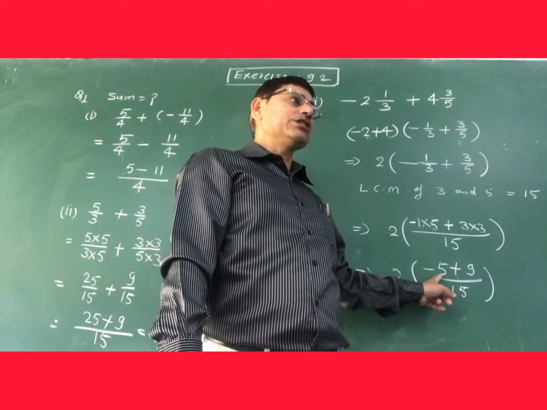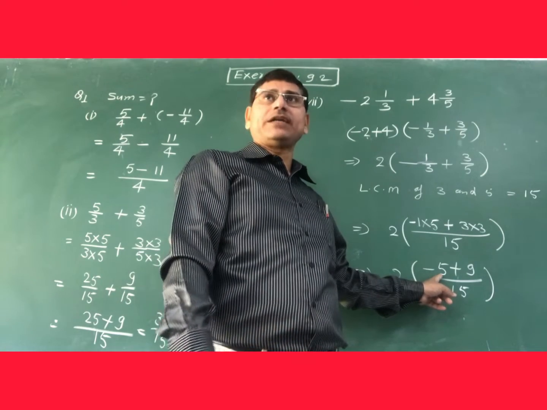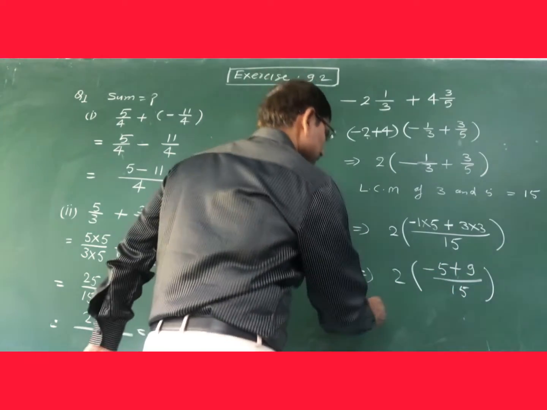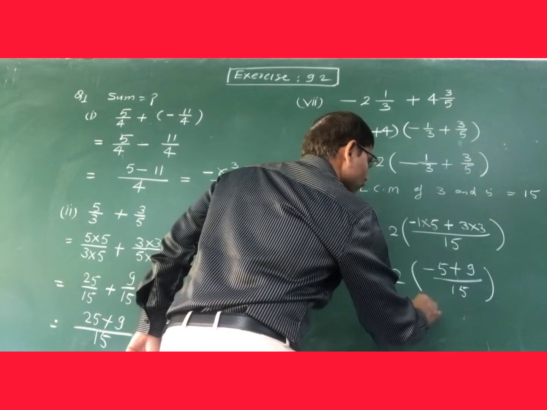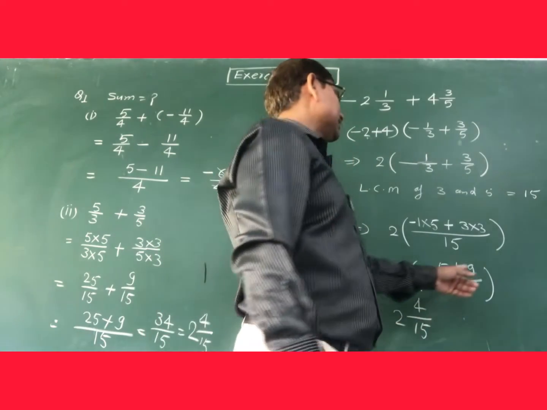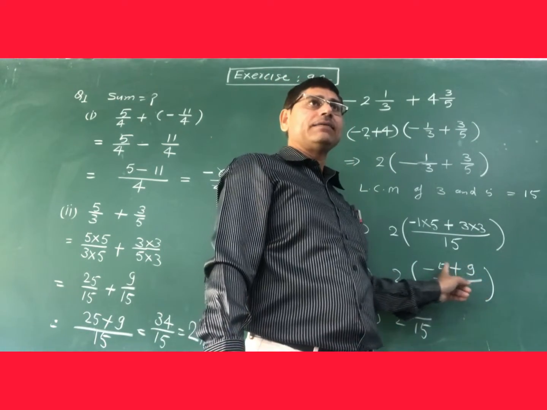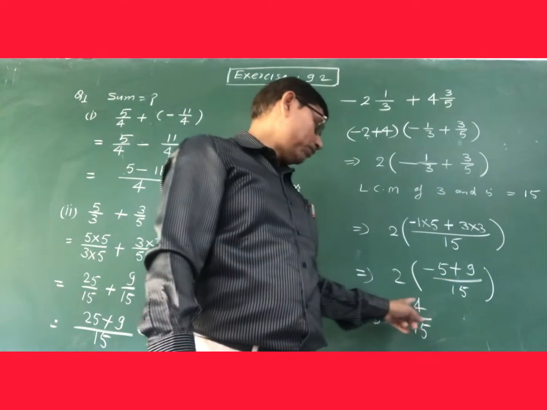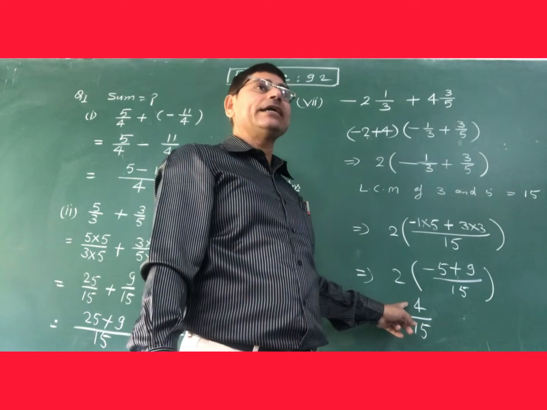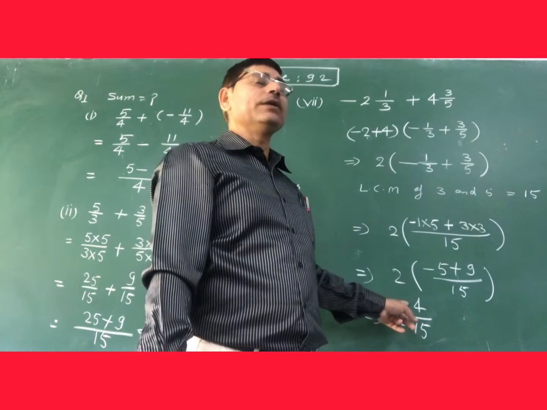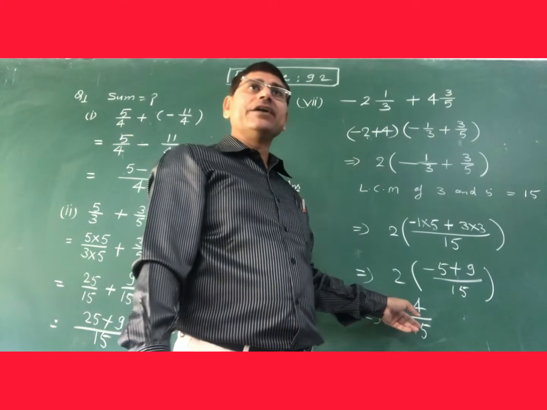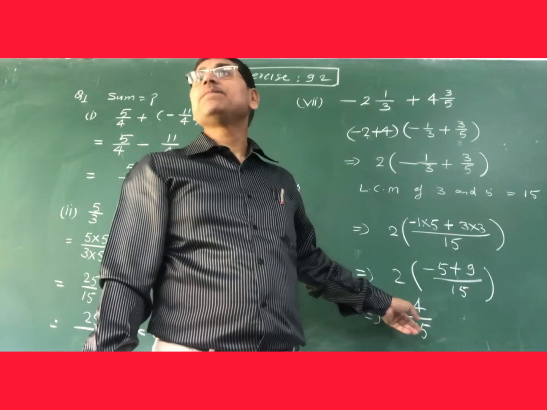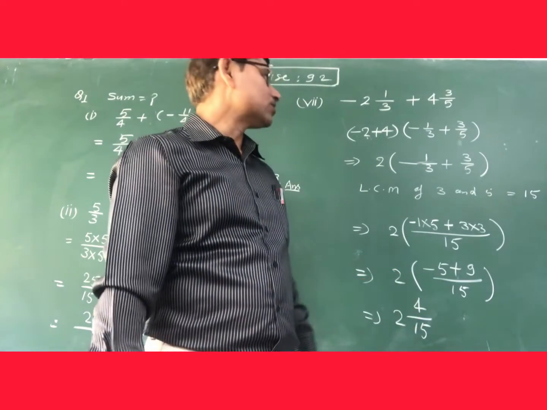If the signs are opposite, then always subtract them from each other. So 9 minus 5, you will get 4. This is 2 and 4 by 15, and you can see that 9 is the largest number between these two, and 9 has the positive sign, so you will put a positive sign here. No need to write plus 4, you can write only 4, because this is understood: if there is no sign in the number, then it is always a positive number. So this is the answer of this question.